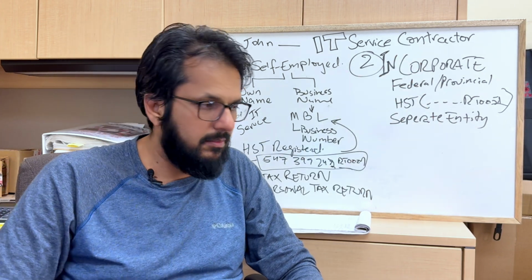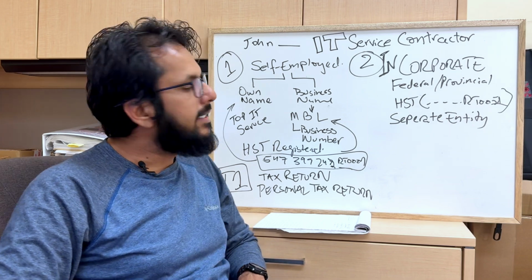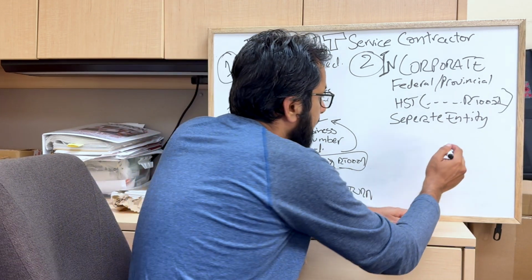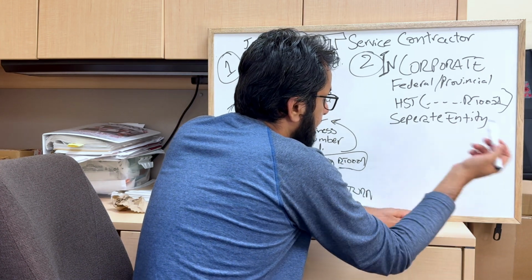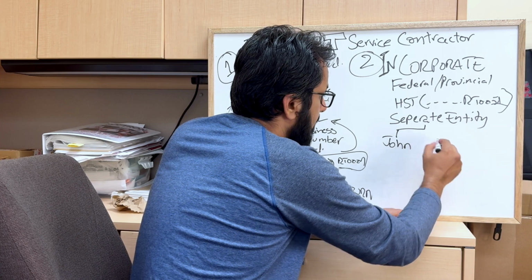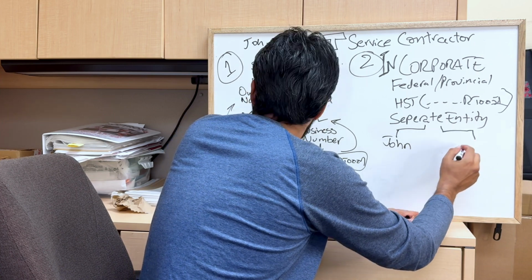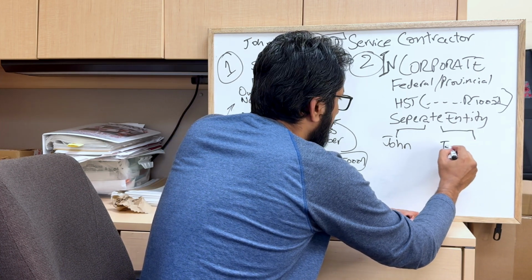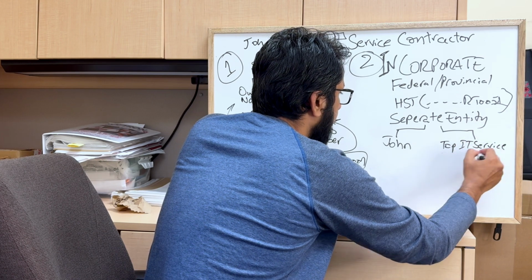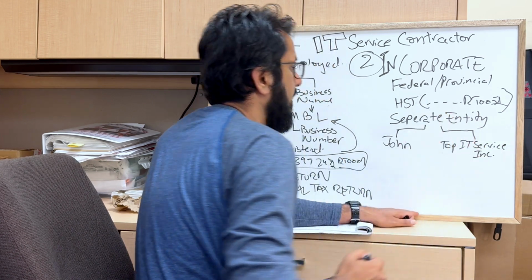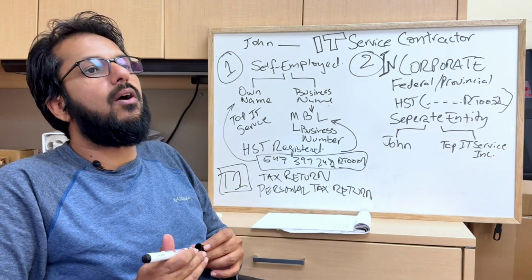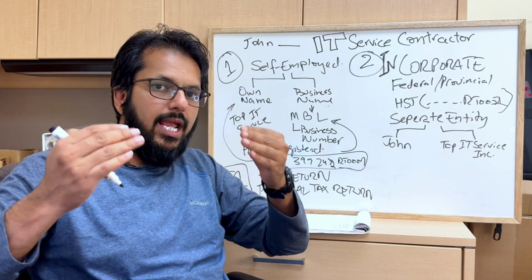That is all possible. Now, talking about the taxes. When I say separate entity, one is John, that's entity number one, and the other entity is his corporation, Top IT Service Inc. Let's say that's his corporation, right? So these are two separate entities. So now, all the income and the expenses.